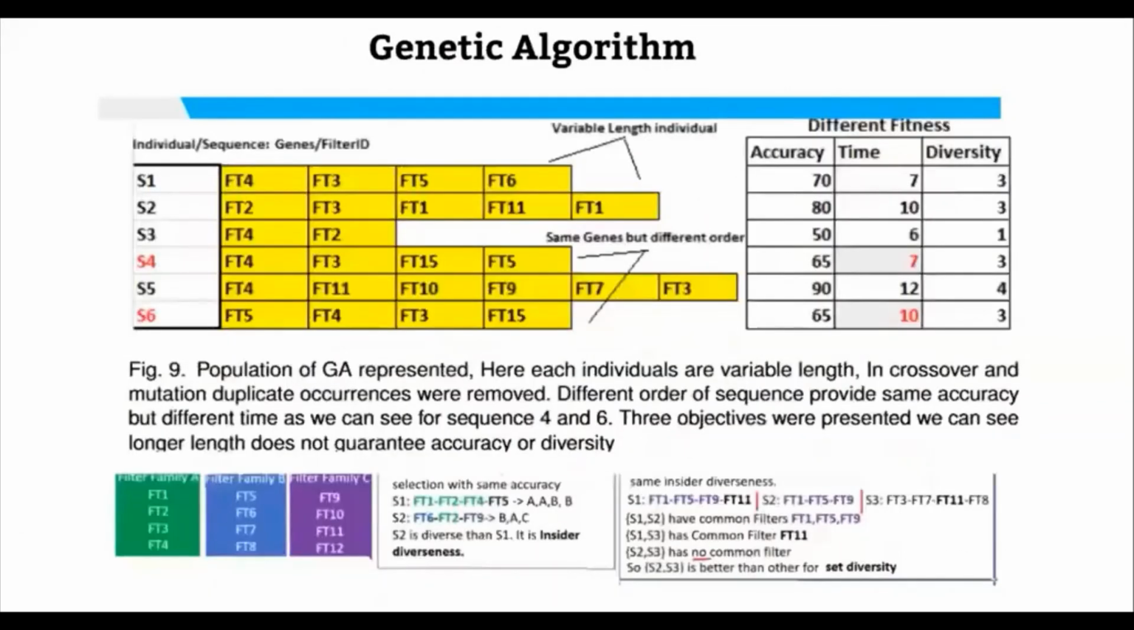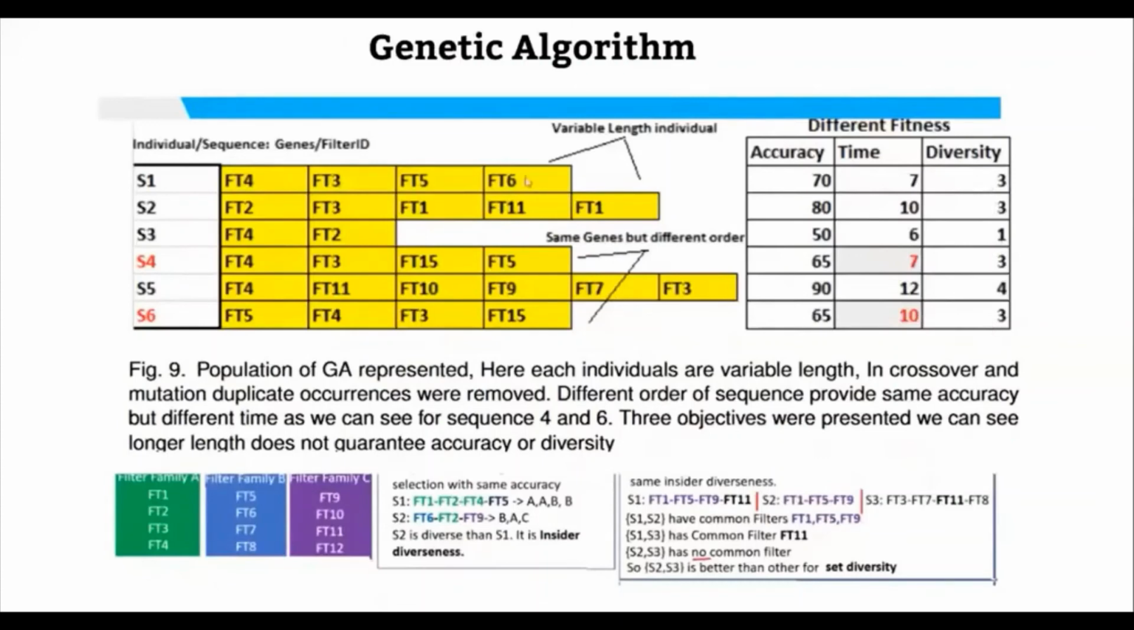Okay, so this is the one to explain. We did a variable length. This is the phenotype, and we can see that if we change the order, the time actually changes. Even for the same order, accuracy will be the same, but the time consumption rate will change. So time is needed. Here is the filter family sequence.